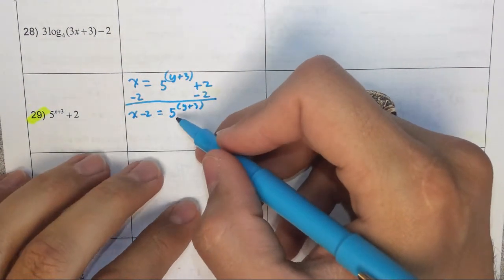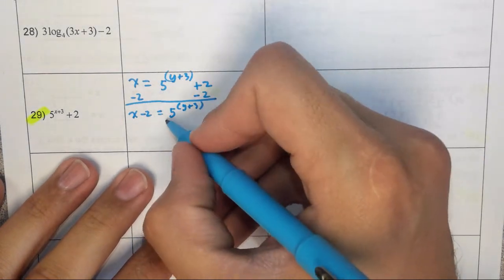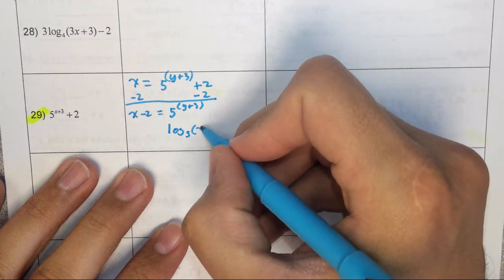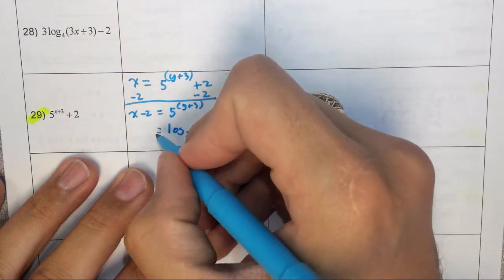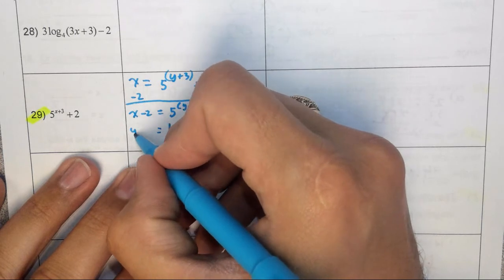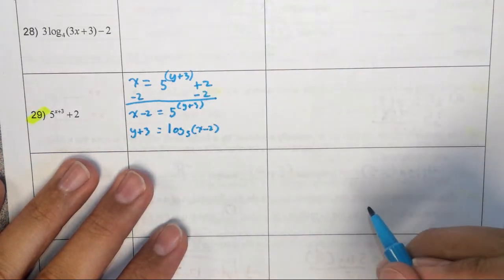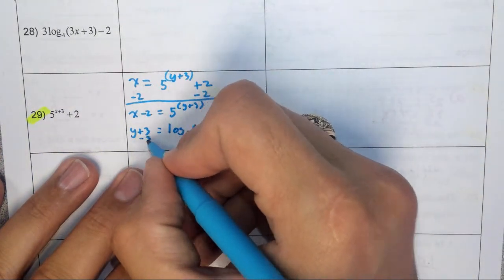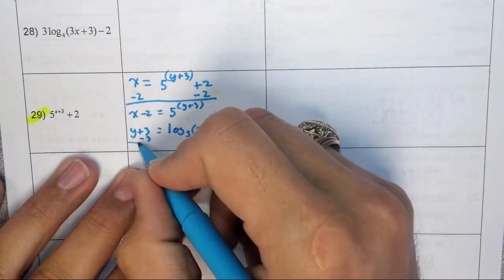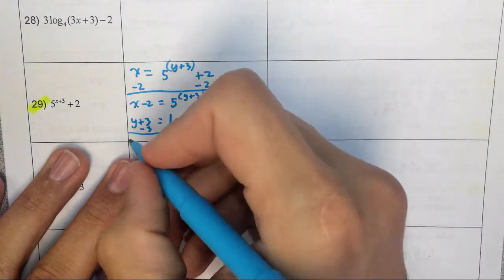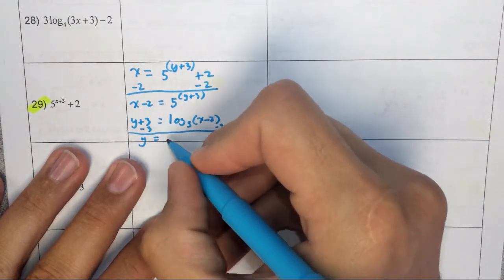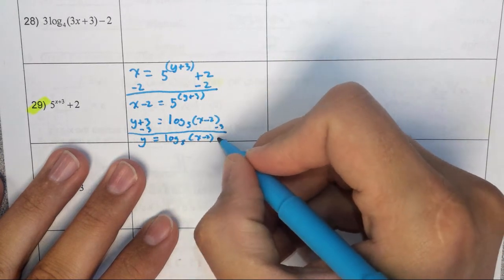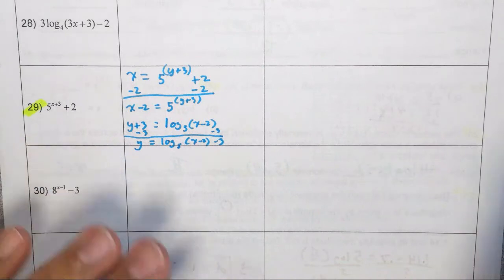Now my exponential is by itself, so I can go ahead and switch it to a log. My log is going to have a base of 5. Inside the log is going to be x minus 2. And on the other side of the equal sign I have y plus 3. Now the only thing I have to get rid of is the 3. So minus 3, like that. I have y is equal to log base 5 of x minus 2, minus 3.